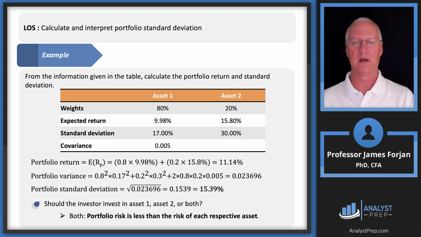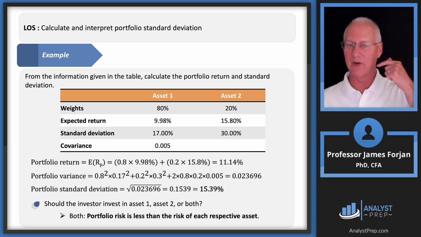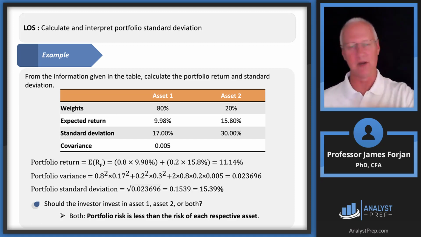We're going to take 80% squared times the standard deviation squared. Don't forget to square it. Now, if you're given the variance in the question stem, you don't have to square it. Make sure you're sensitive of what's given in the stem. We're going to add 20% weight squared times the 30% standard deviation squared.